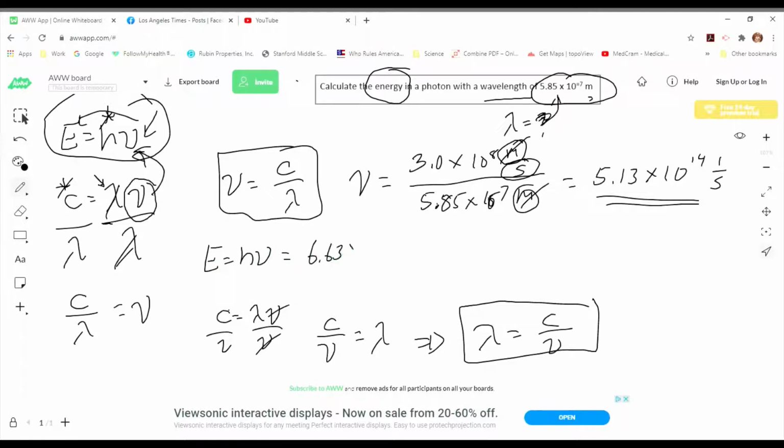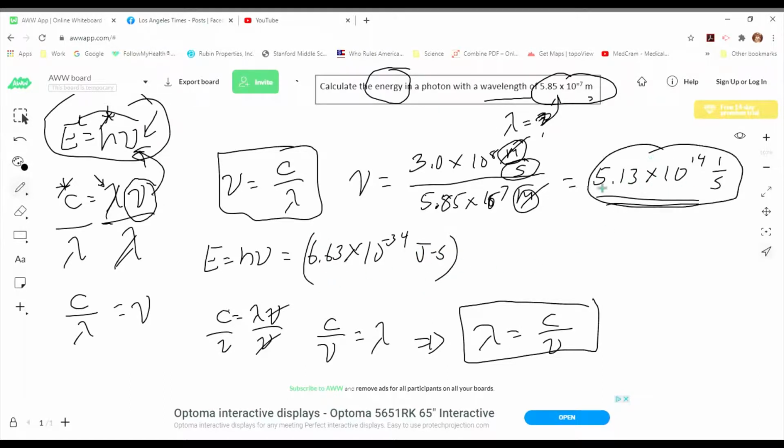And remember that H is 6.63 times 10 to the minus 34th joules times seconds, multiplied by the frequency I just figured out right here, which is 5.13 times 10 to the, actually, 14th. That's not even a negative, it's positive. 10 to the positive 14th per second. Once again, just like we did in the last problem, the seconds cancel out, leaving us with joules. And I'm going to take 6.63 times 10 to the minus 34th, multiplied by 5.13 times 10 to the 14th, which is what we calculated as our frequency. And I get 3.40 times 10 to the minus 19.